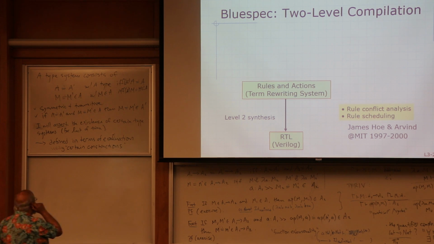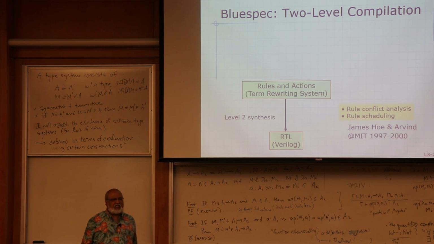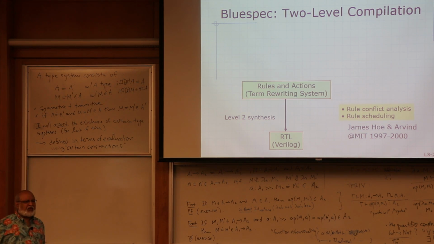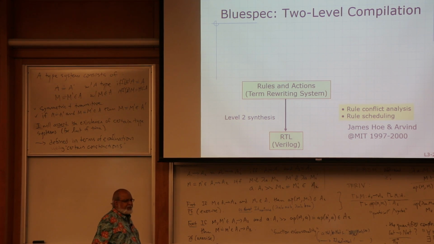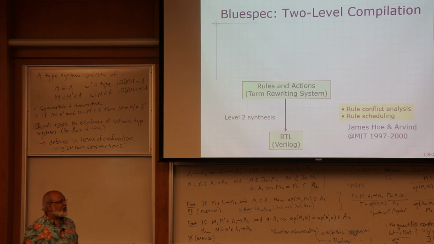Okay, so Bluespec is a classical two-level language. The basic part of it is these rules and actions that I've been talking about. And this is the work that James Hoe and I had done. That was his thesis, circa 1997 to 2000, when we were doing this. And we showed that we can actually generate very good circuits using this kind of source language. The language was very, very primitive. We used to use term rewriting systems of some sort.